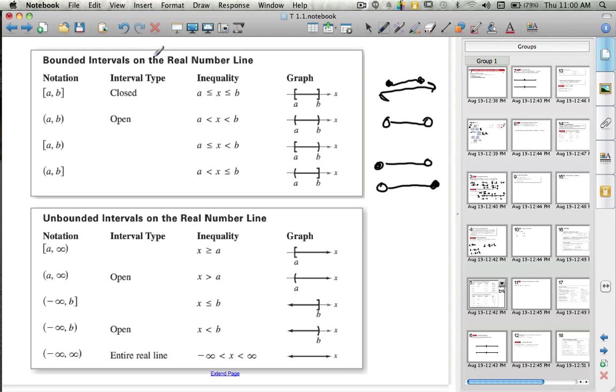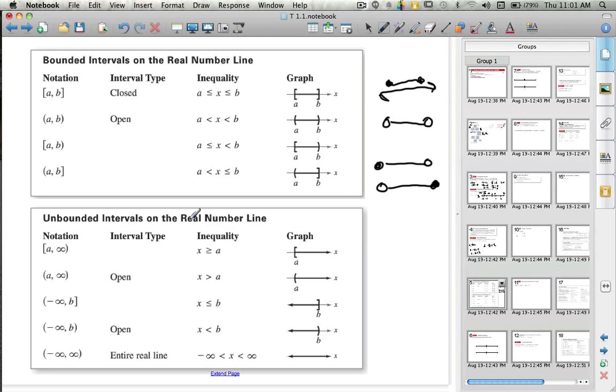Okay, so these are bounded intervals. What that means by bounded is it has an end point on either end. So they have specific stopping places. Okay, and this is called a closed interval because it includes the ends. This is called an open interval because it doesn't include the ends. So this is all just vocabulary that this particular book uses.